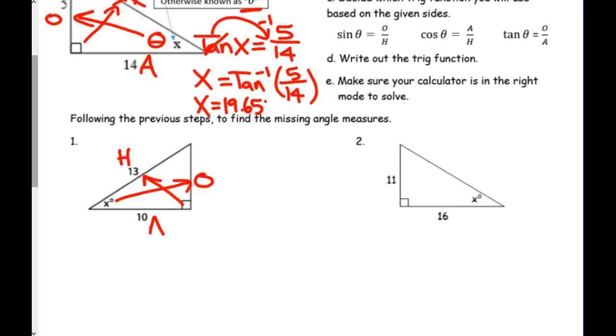All right, I finished number 1. Now I'm going to number 2. Actually, just do 1 and 2. All right, I finished 1 and 2. What about you? All right.